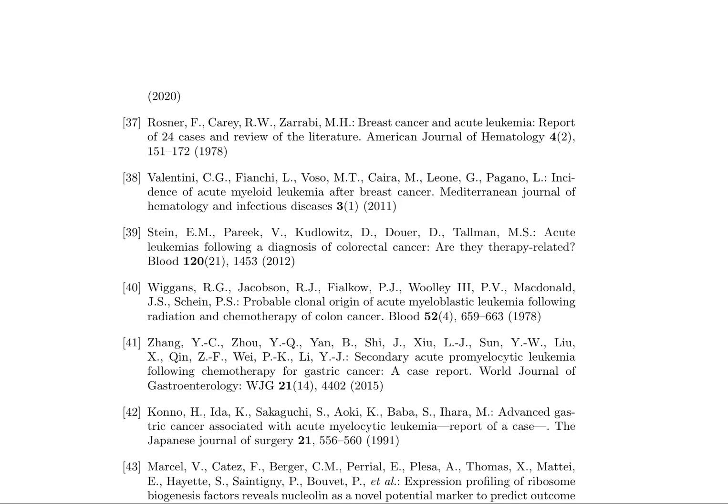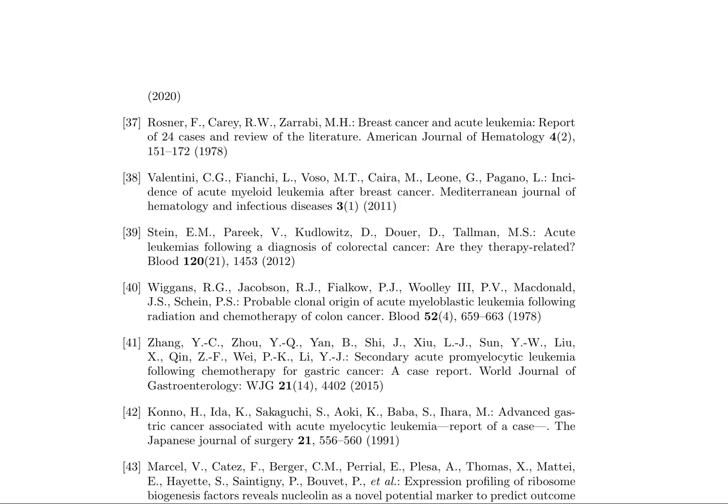The relationship between acute myeloid leukemia, AML, and its potential link to previous diagnoses of breast, colon, and gastric cancers is a topic of increasing interest in the medical community. Understanding the incidence rates and underlying mechanisms of AML following these types of cancers is crucial for developing effective therapeutic strategies and improving patient outcomes.